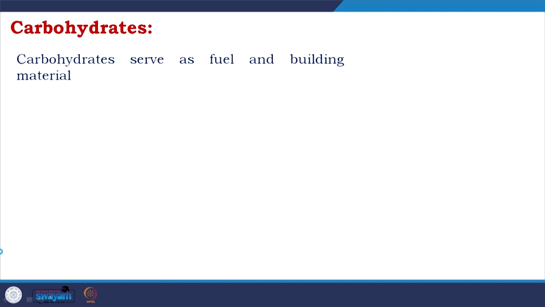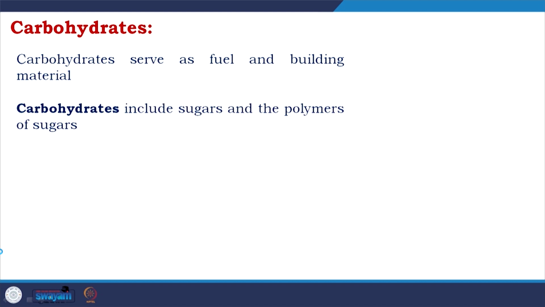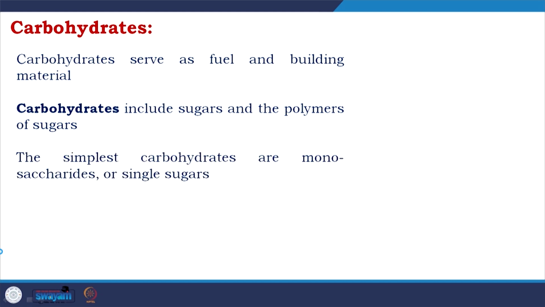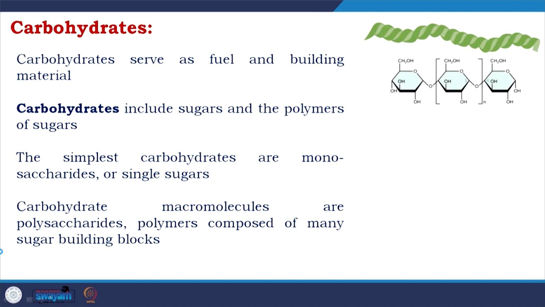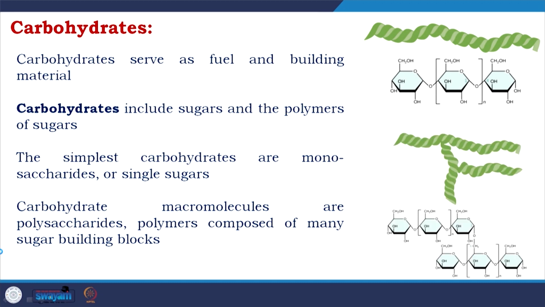Carbohydrates serve as fuel and building material of the body. Carbohydrate includes sugars and the polymers of sugars. The simplest carbohydrates are monosaccharides or single sugars. Carbohydrate macromolecules are polysaccharides, polymers composed of many sugar building blocks, and that polymerization can be straight chain or it could be branch chain, and that is one of the difficult things in studying carbohydrate. If you look at these bondings, they could be formed in many ways.